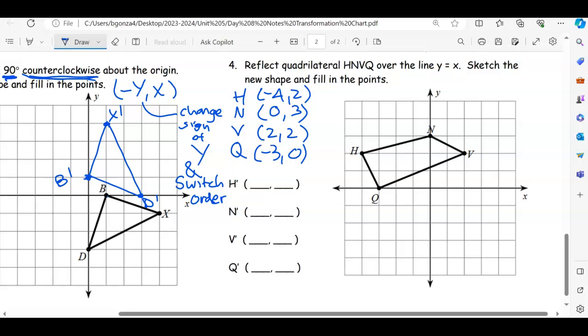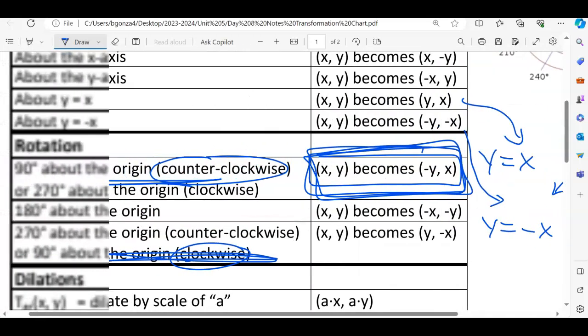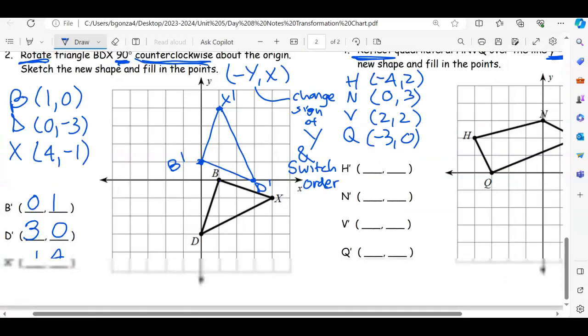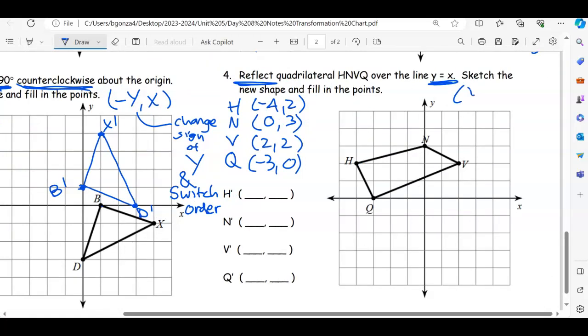All right, now, what is the rule? It says to reflect over what? What are we reflecting over? What line? Not just y, what does it say? Y equals x. Remember that rule? Look. Right here. Reflect y equals x is this rule. xy becomes yx. Write this rule real quick. To get from xy to yx, all you're going to do is switch the order, right?